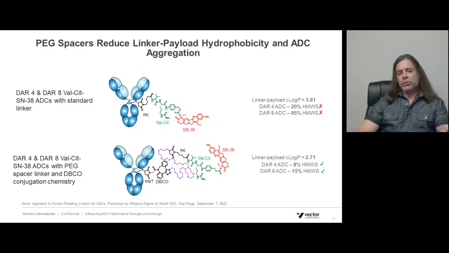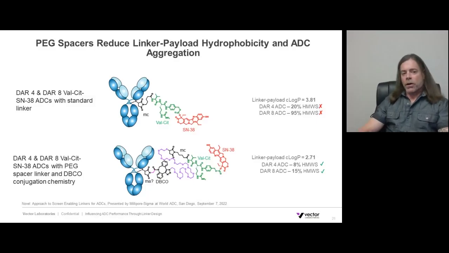The top example shows a DAR4 and a DAR8 Val-Cit SN38 ADCs with a standard linker. Over on the right, we can see the C-log P of that linker payload is 3.81. This results in a DAR4 ADC that's 20% aggregate and a DAR8 ADC that's nearly completely aggregated. In the example on the bottom, we have some DAR4 and DAR8 Val-Cit SN38 ADCs. Now they've incorporated the hydrophobic DBCO moiety to use click chemistry.